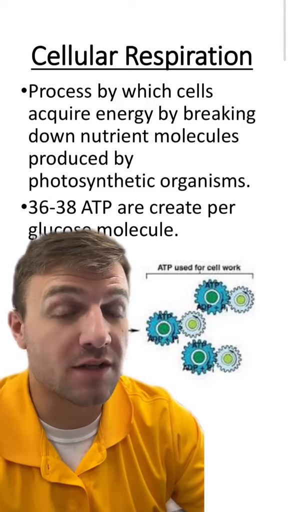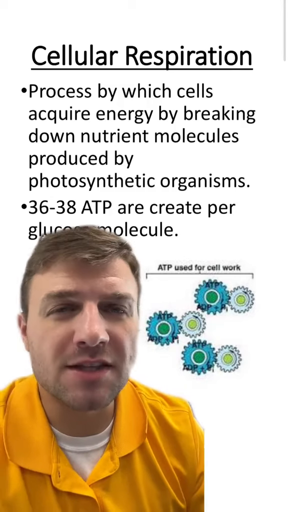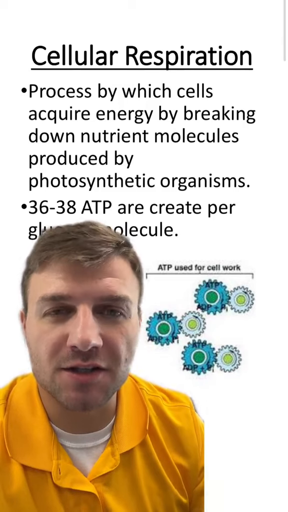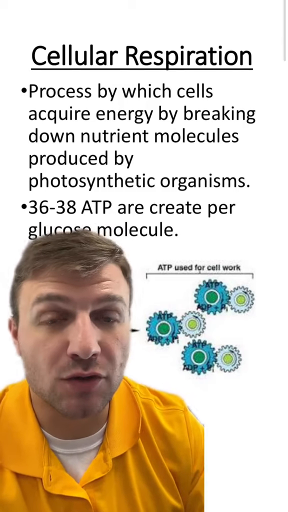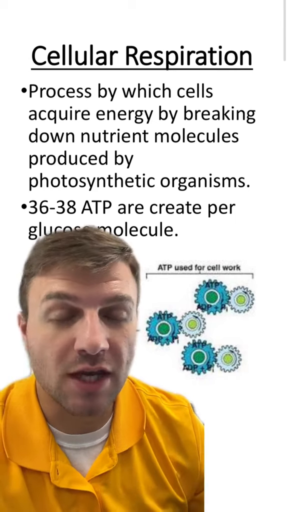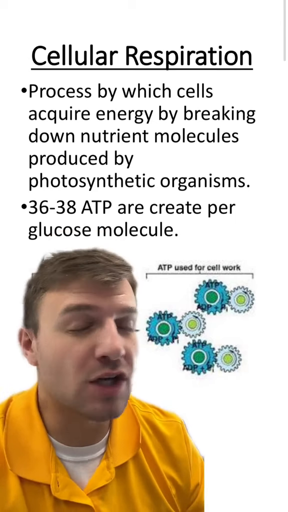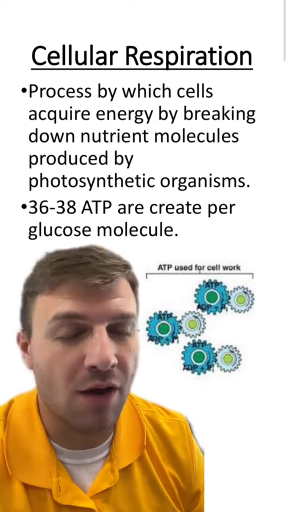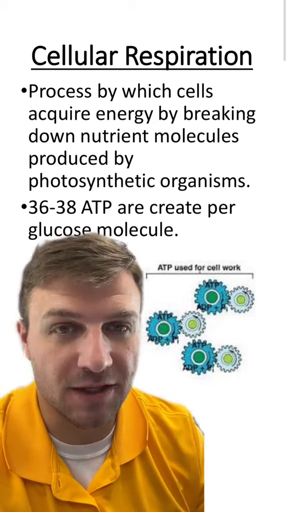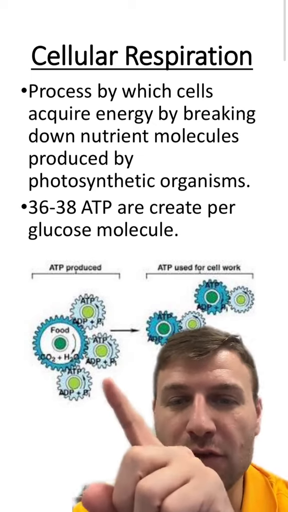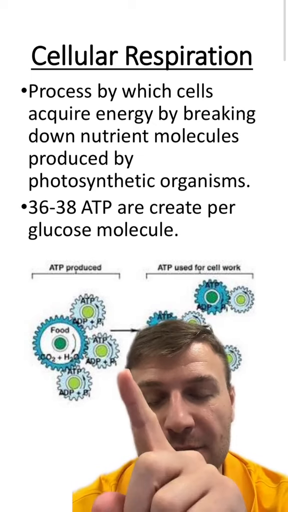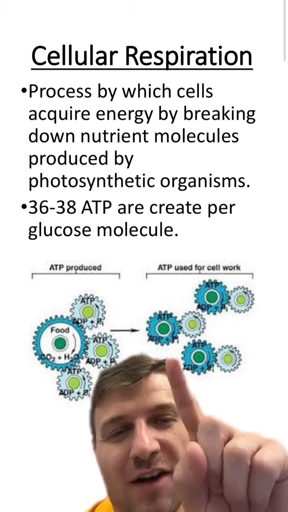Briefly go over the 4 steps of cellular respiration. Remember that cellular respiration is the process that our cells use to break down food and transfer the energy in that food to ATP. And for every glucose molecule, we're going to make around 36 to 38 ATP.